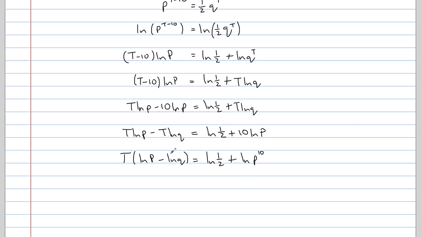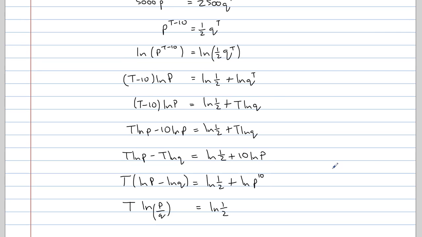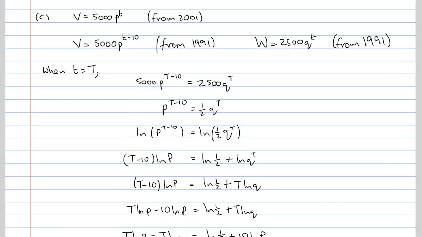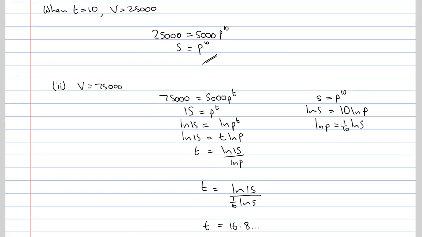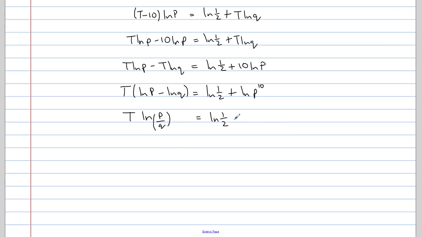On the left hand side I can combine these two logs as well to make another log, so I get t of log p over q, and my answer is now starting to look like what I want it to for the final answer. And on the right hand side here I'm going to keep the log half, but I found an expression that's equal to p to the power 10, and that's up here. Look, I showed it in part 1 that 5 equals p to the power 10, so I can write this as plus log 5.